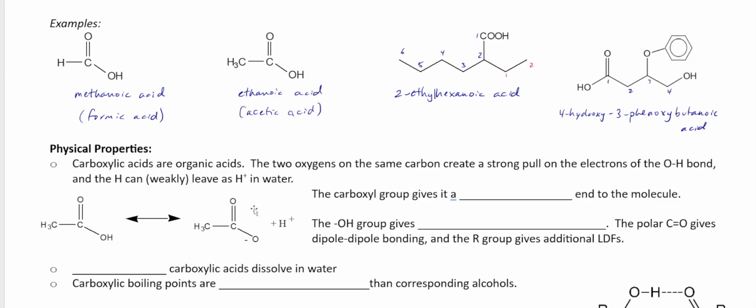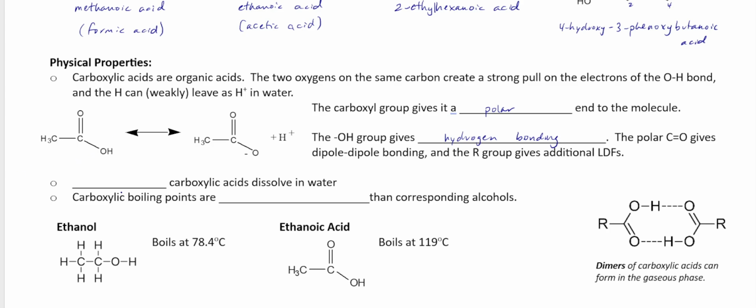The carboxyl group gives it a polar end to the molecule, and the OH group gives hydrogen bonding. Again, the polar C=O gives dipole-dipole bonding, and the R group gives additional LDFs, or London dispersion forces. So smaller carboxylic acids can dissolve in water, and carboxylic acid boiling points tend to be higher than corresponding alcohols. Ethanoic acid boils at 119 degrees Celsius, whereas ethanol boils at 78.4, and that's because the polar C=O produces other dipole-dipole bonds, so it has stronger intermolecular forces.